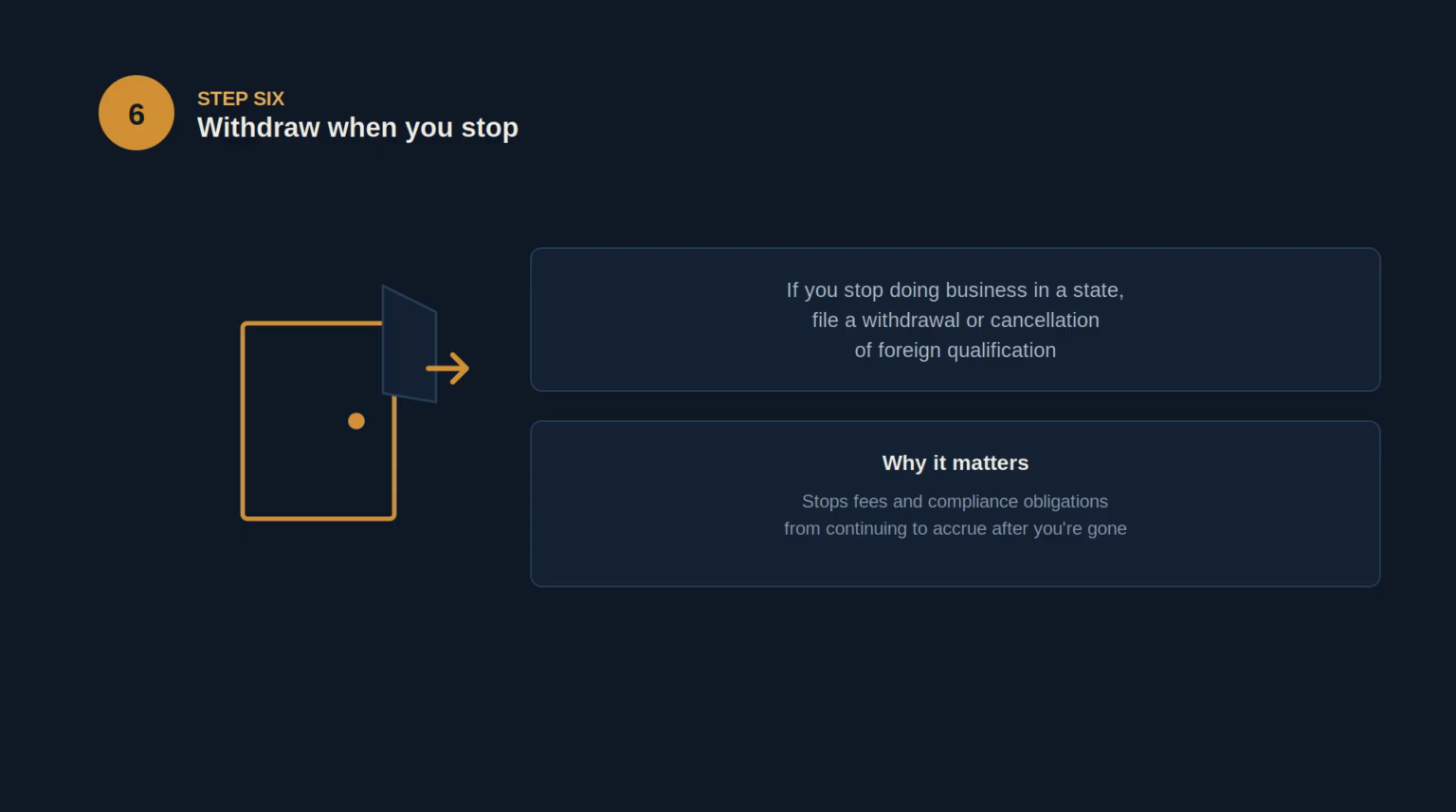Step 6. Withdraw when no longer operating. If you stop doing business in a state, file a withdrawal or cancellation of foreign qualification to stop accruing fees and compliance obligations.